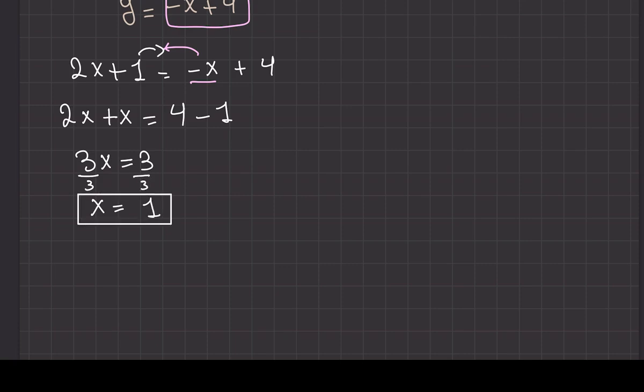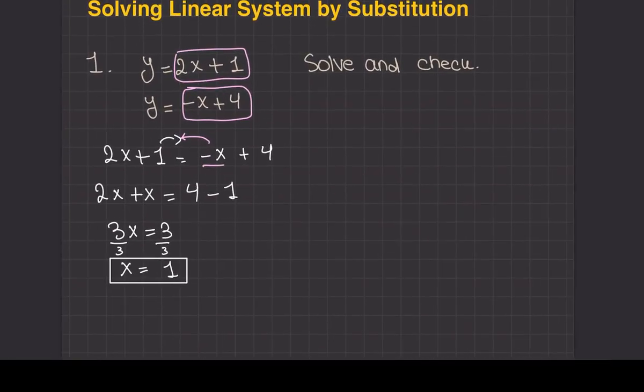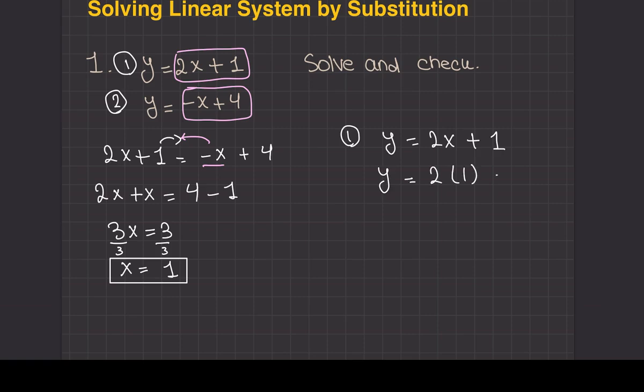So we found x. Now we have to find y. I have to choose one of these two equations to find y. I'm going to choose the first equation because it seems easier to plug the number in. I'm going to write down equation 1, y equals 2x plus 1. I'm just going to write y, and I found x, so instead of x, I'm going to write 1. So y equals 2 times 1, which is 2, plus 1 is 3, so y equals 3.